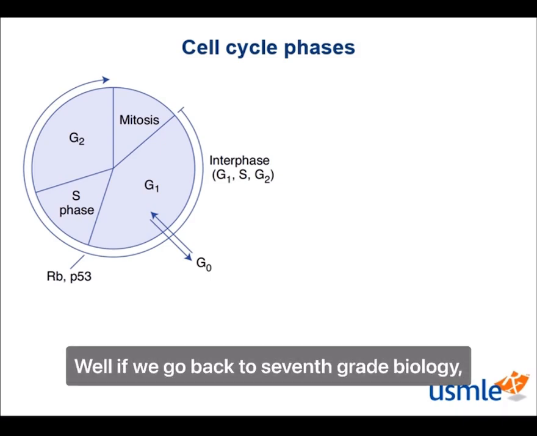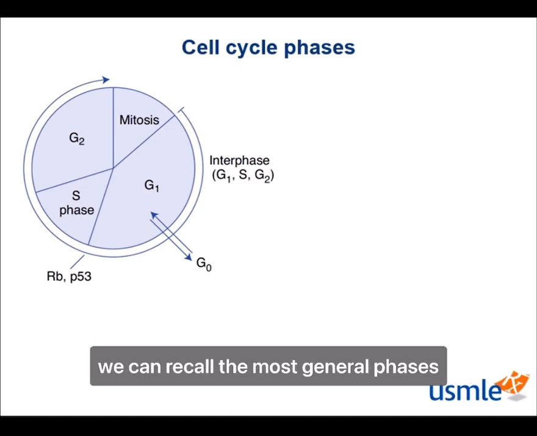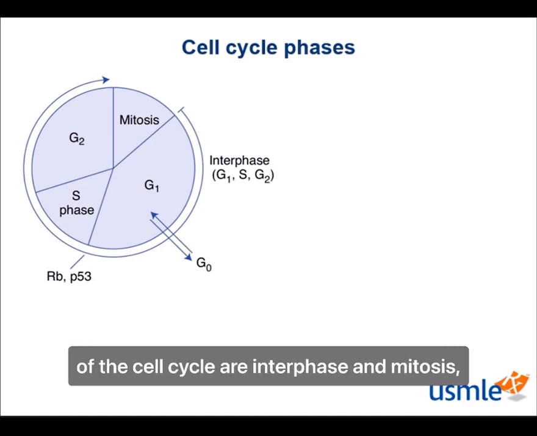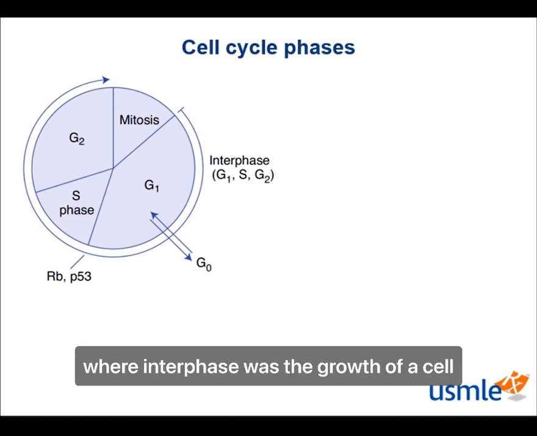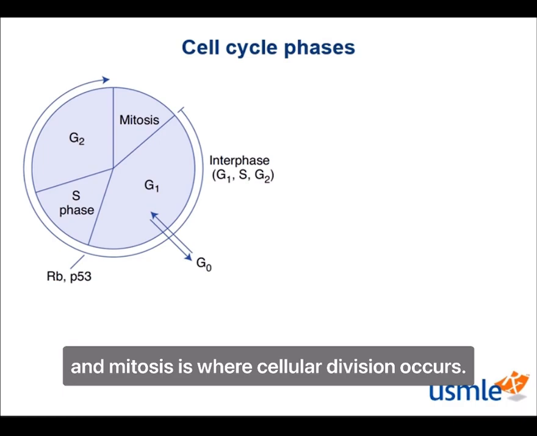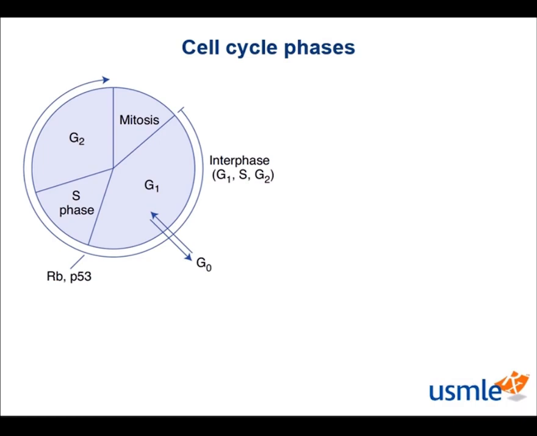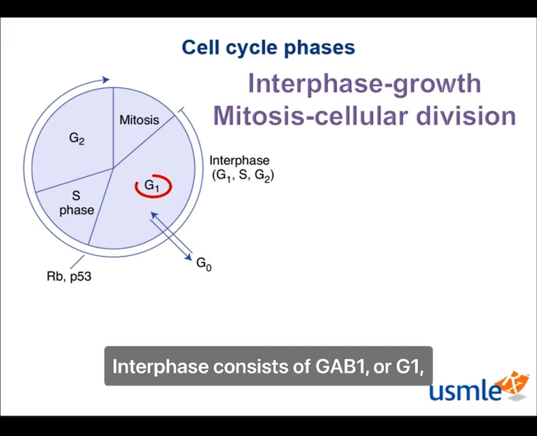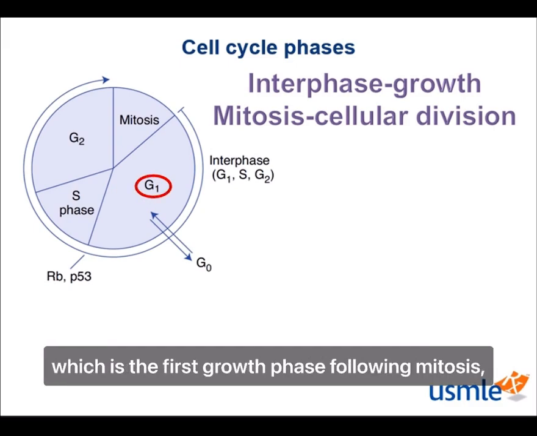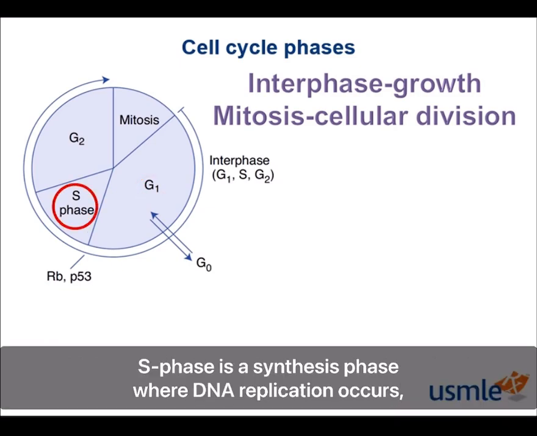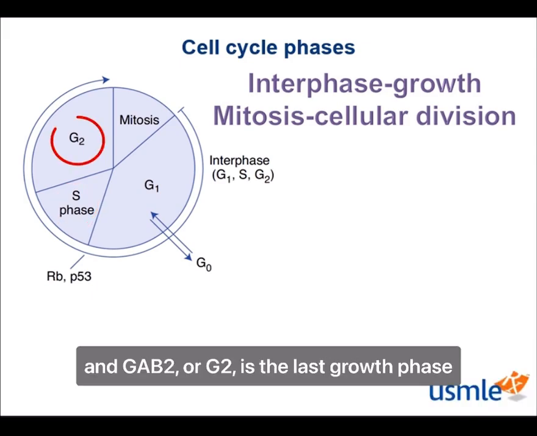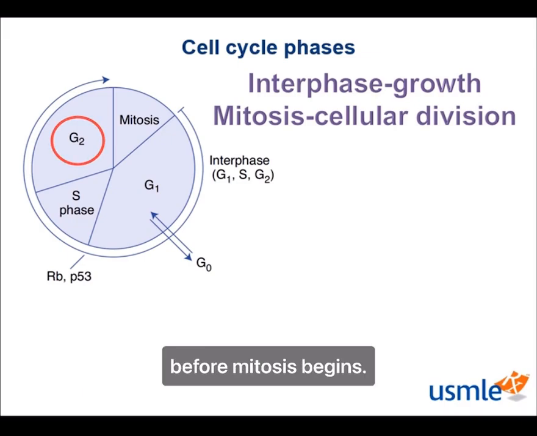Well, if we go back to 7th grade biology, we can recall the most general phases of the cell cycle are interphase and mitosis, where interphase is the growth of a cell and mitosis is where cellular division occurs. Interphase consists of gap 1 or G1, which is the first growth phase following mitosis. S phase is a synthesis phase where DNA replication occurs, and gap 2 or G2 is the last growth phase before mitosis begins.